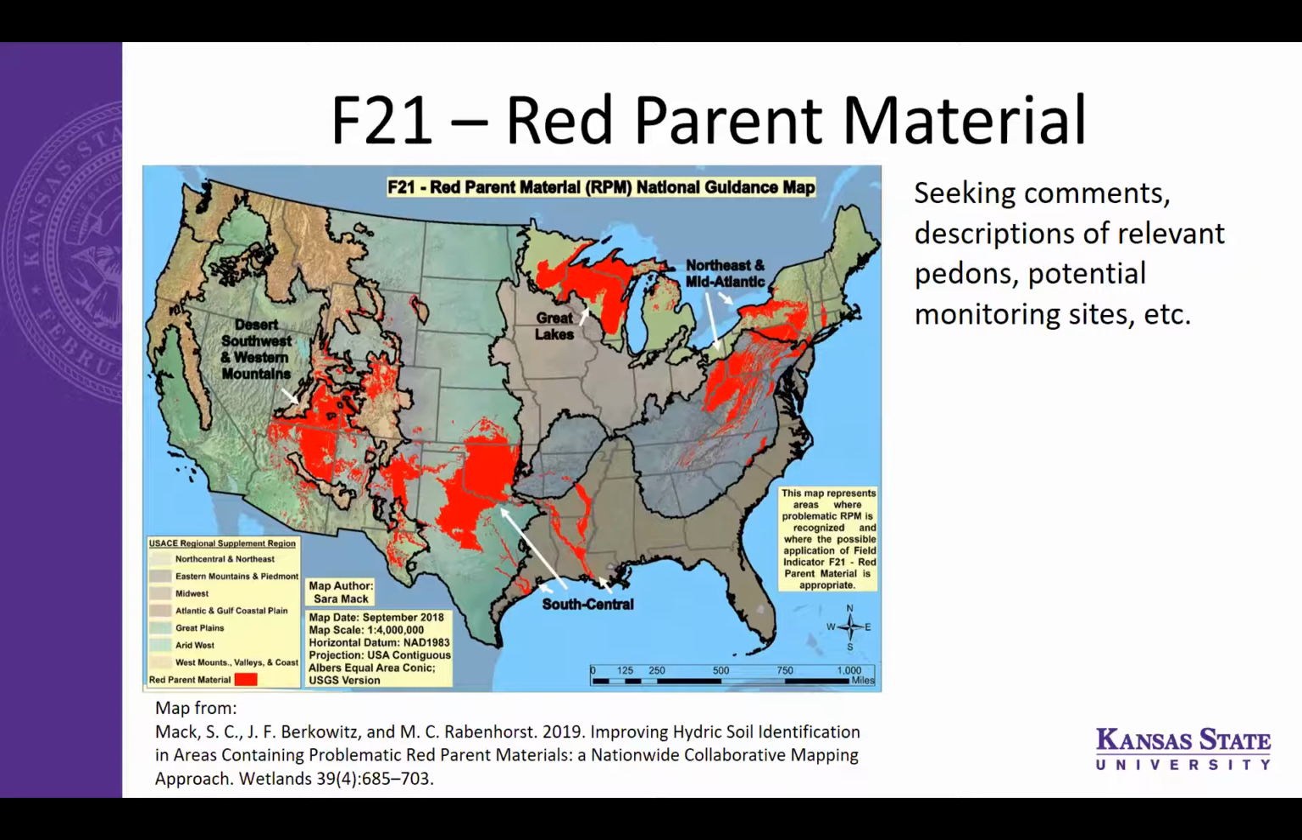For the North Central, we have two areas where these parent materials occur: South Central Kansas, as well as Minnesota, Wisconsin, and Michigan. So we are looking for comment. If any of you have descriptions of relevant pedons where this might have an implication for how a wetland might be mapped, or if you have any potential monitoring sites where we could test this further, we would love to hear more about it.